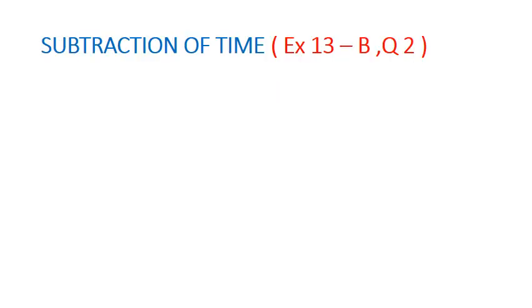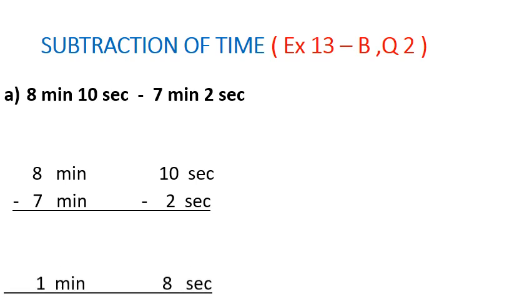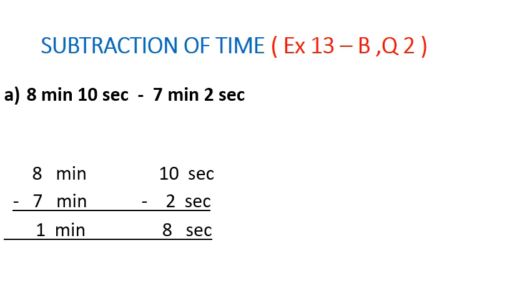Now let us learn subtraction of time. For that, all of you open textbook exercise 13b, question number 2. Are you ready? The first question is 8 minutes 10 seconds minus 7 minutes 2 seconds. As usual, we have to arrange minutes and seconds in two groups. See, we have two groups now. Now, subtract. What is 10 minus 2? 8. And what is 8 minus 7? 1. So, the answer will be 1 minute and 8 seconds.